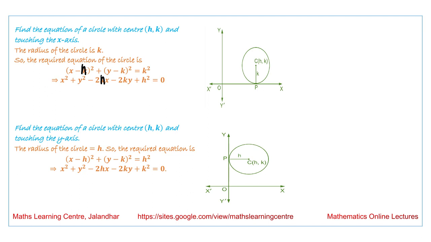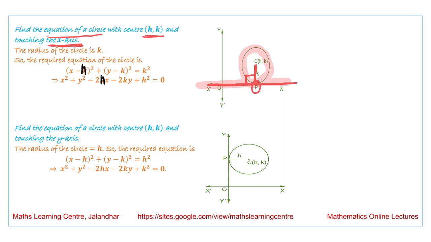Next is the form of the circle we are talking about: the equation of the circle with center (h, k) which touches the x-axis. We are saying it touches the x-axis. We are talking about the circle in this form, touching the x-axis. It means if we join this point C and P, where it touches the x-axis, this is perpendicular because the x-axis is the tangent to this circle.